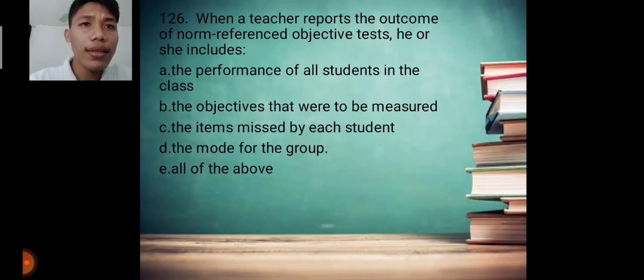Number 126. When a teacher reports the outcome of a norm-referenced objective test, he or she includes the word norm-referenced objective test. So we look for which one is different in the choices. The performance of all students in the class, the objectives that were to be measured, the items missed by each student, the mode for the group. Looking at the choices, they can all be included. So the correct answer is letter A, all of the above.